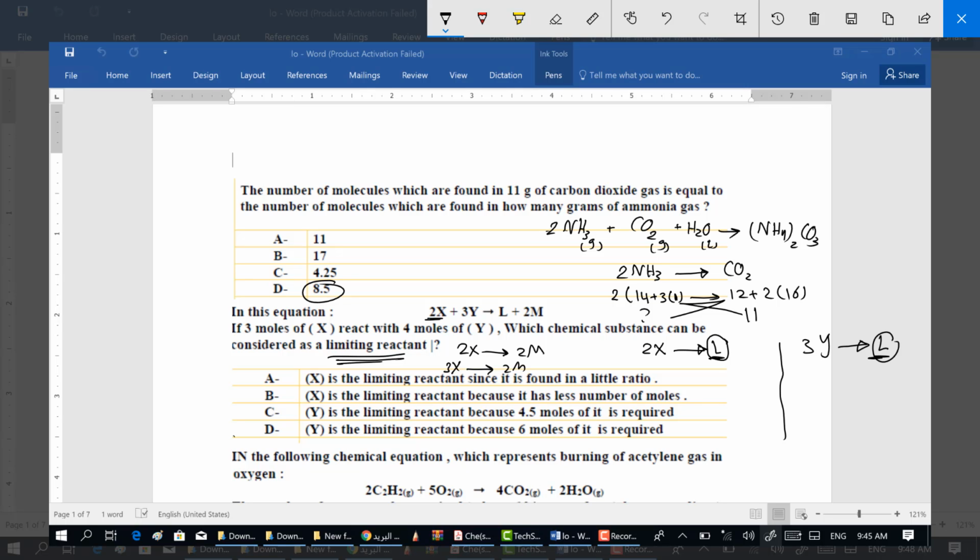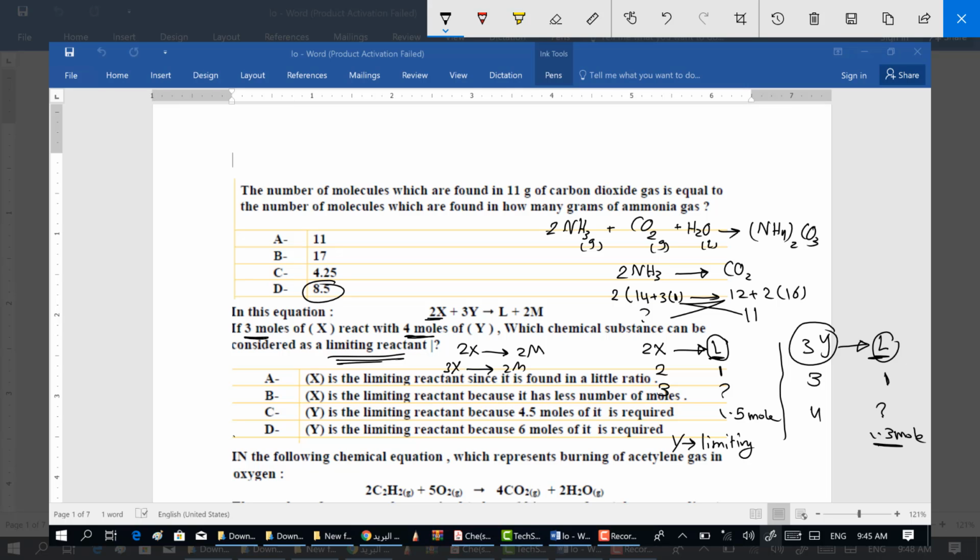According to the equation, we have 2 moles in front of 1 mole. If we're using 3 moles from X, what is the number of produced moles of L? It will be 1.5 moles. In the other case, 3 moles of Y in front of 1 of L. But if we're taking 4 moles from Y, it gives us 1.3 moles. So the lowest ratio of moles of product we find is from Y. So we can consider Y is limiting. Y is limiting. It is the first step.